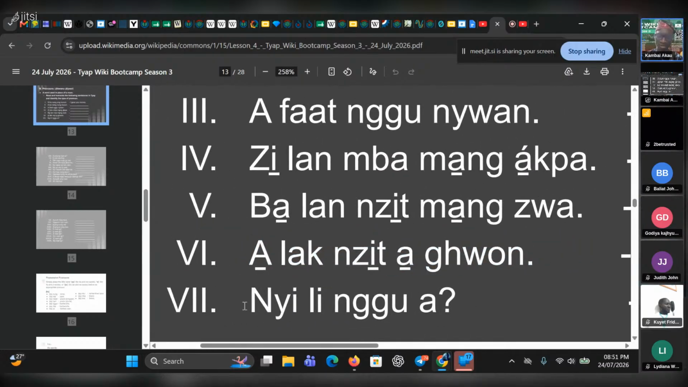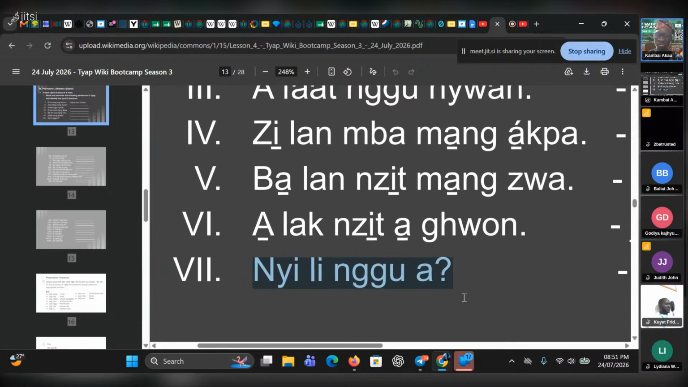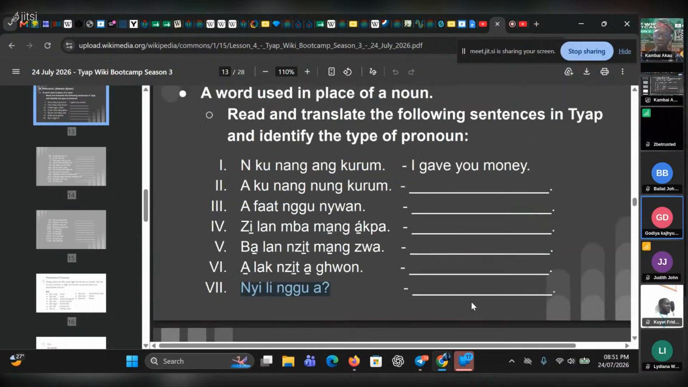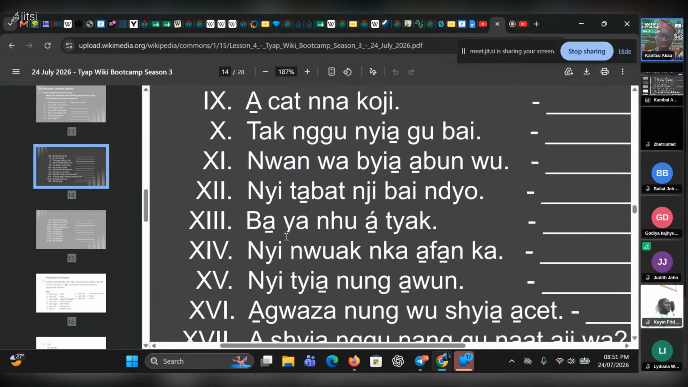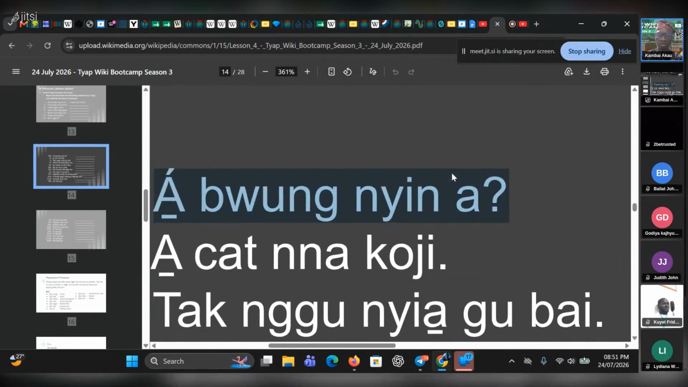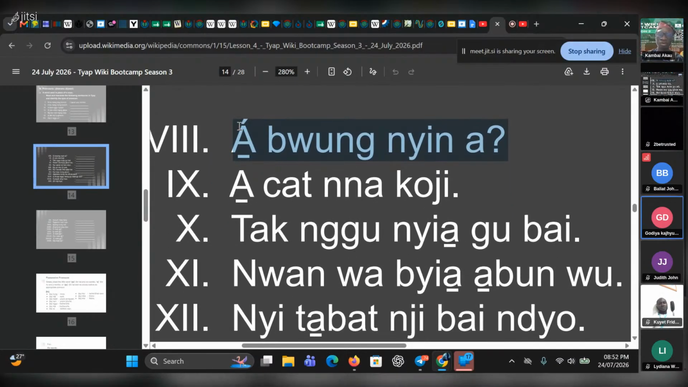Okay, so the next one. Nyilingua. What does that mean? Have you seen him or her? Okay, and then we have the next slide. What is number 8? Abunyina. You can see a rising tone this time around. You don't pronounce it the way you pronounce the one without the rising tone. So what does this mean? Pronounce it again and then give us the meaning in English.